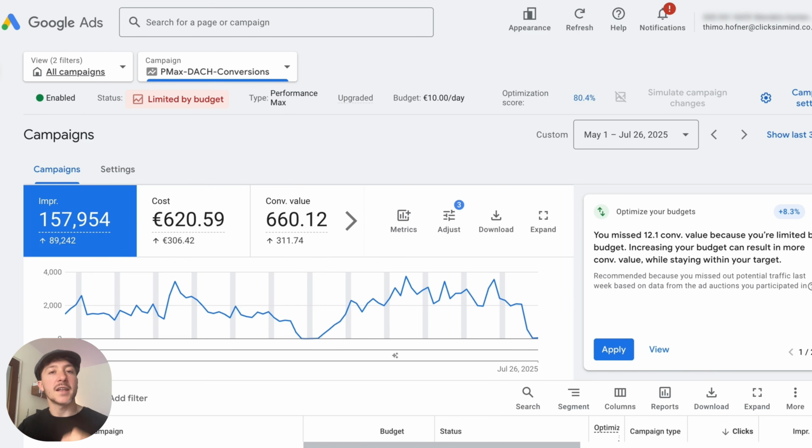Let's first look at scaling by increasing your daily budget. You might see a status like this where it says limited by budget.